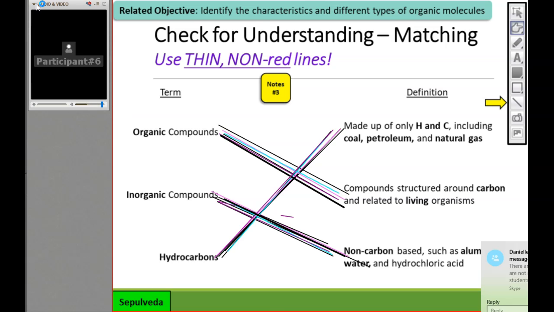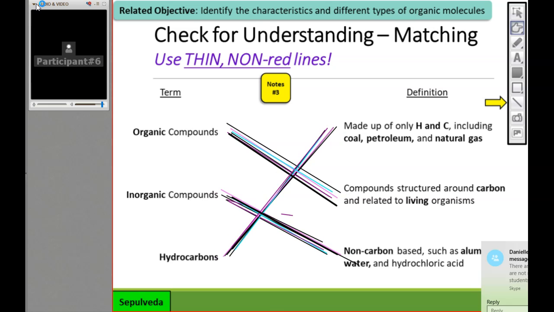Let's go ahead and check our answers here. Let me shrink this down a little bit. I'm going to do the answers in red to confirm. And let's take a look here. Yes, organic compounds, you are correct. Organic means anything that was living or once living. It's structured around carbon. Inorganic means they are non-carbon based, like aluminum, water, and hydrochloric acid. Again, even though we use water, it doesn't have carbon in it, so it must be inorganic.